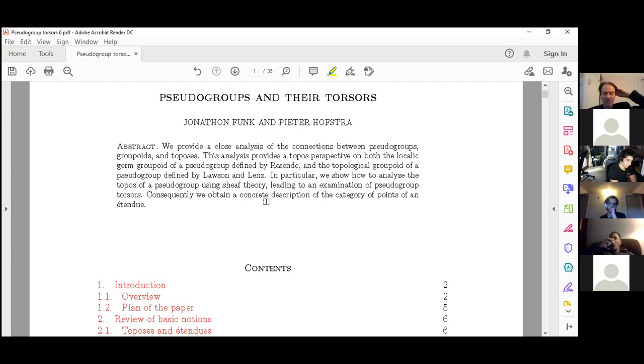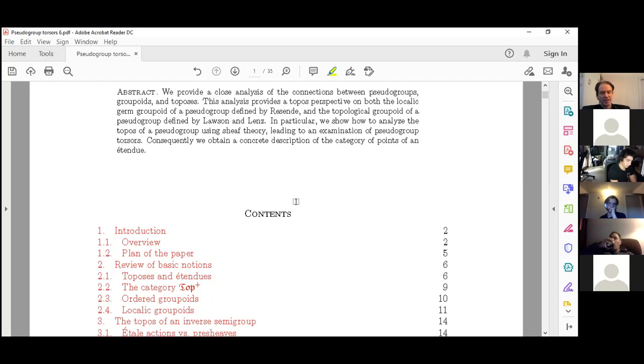So the first thing we understand is that since Resende has shown us that associated with a pseudogroup is a localic groupoid which he calls the germ groupoid, and every localic groupoid has associated with it a topos of etale actions. There is therefore a topos of a pseudogroup. But it's a question of understanding what is this topos exactly. And that is our first aim. That was our first goal that we achieved in this paper.